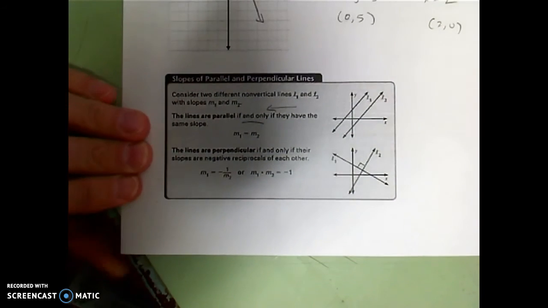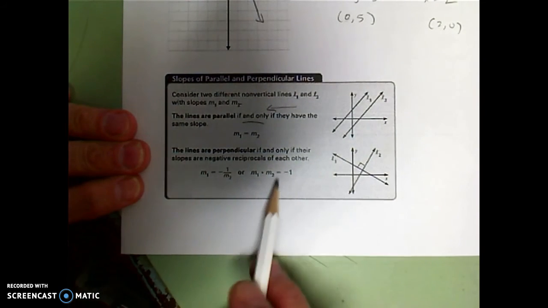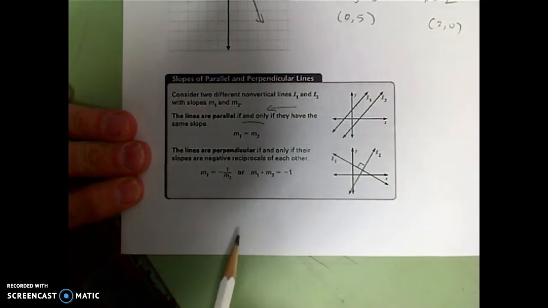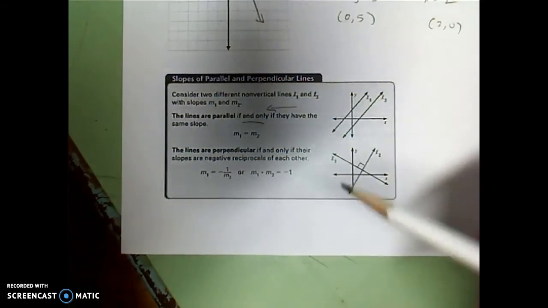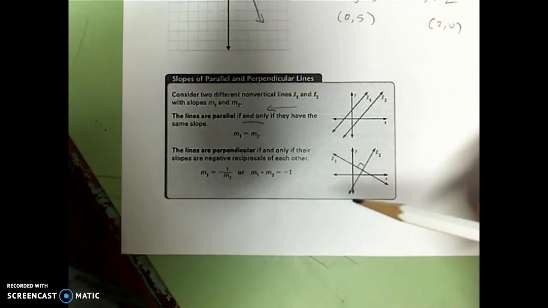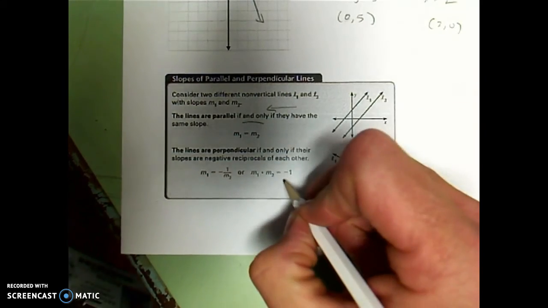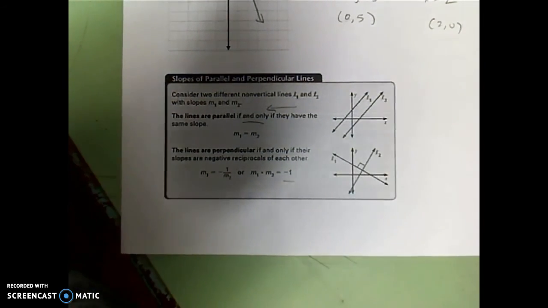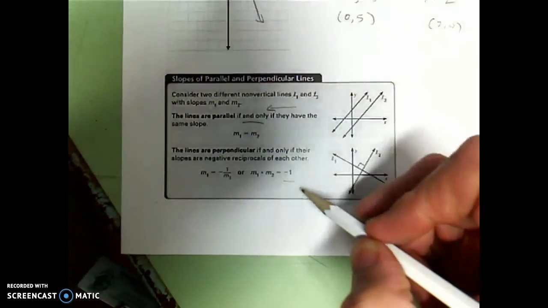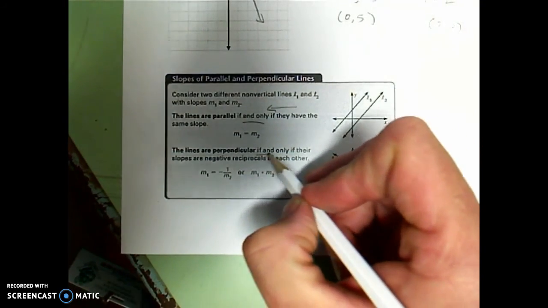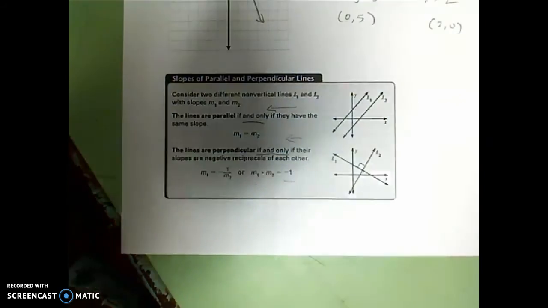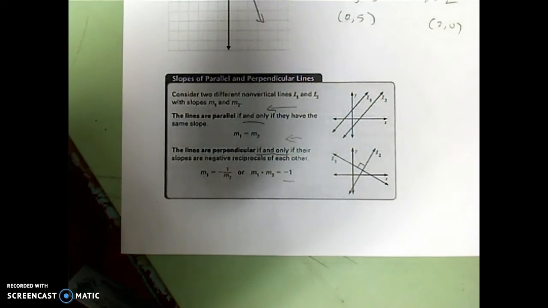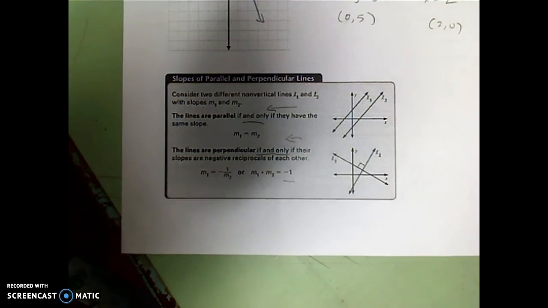Similarly with perpendicular lines. The lines are perpendicular if and only if their slopes are negative reciprocals of one another. If I take the two slopes and multiply them together, and they equal -1, that tells me the two lines are perpendicular. Similarly, if and only if. So if the two slopes are negative reciprocals, then they are perpendicular. If two lines are perpendicular, then I have negative reciprocal slopes.